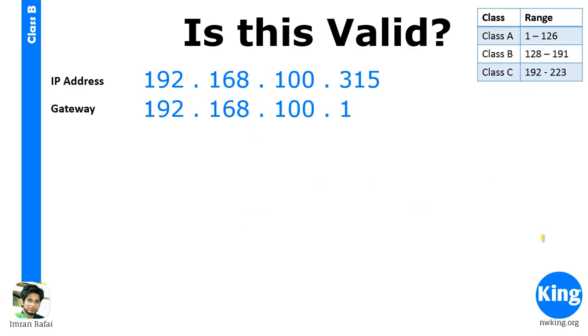Now let's look at another example. 192.168.100.315, with gateway 192.168.100.1. Pause this video and let me know if it is valid. 192 is a class C IP address. Very good. If it is a class C IP address, the division is here. So is it the same? If you check, 192.168.100 is the same, so that's all right. But is this a valid host? What did I say? IP addresses can take from 0 to 255, but this 315 is not a valid IP address. I'm sure most of y'all didn't catch that.